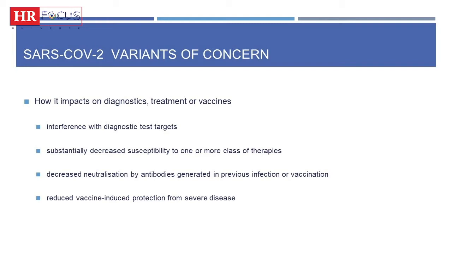So how do these variants impact our diagnostics, treatment, and vaccines? First of all, it interferes with our diagnostic test targets. Substantially, there's a decreased susceptibility to one or more classes of therapies. So we are not too sure which kind of therapy we should use. Will the standard protocol for treatment cut across all the variants, or will it change?